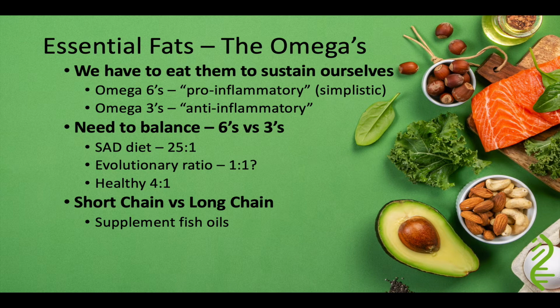Short chain versus long chain. When we look at the omega-3s, ALA is the short chain, and it's actually the one that's essential. If we get enough ALA, we can convert it to EPA and DHA, the two longer chain omega-3s. The trouble is many of us aren't very good at that conversion, right? A lot of people are very, very inefficient at converting ALA into DHA and EPA.